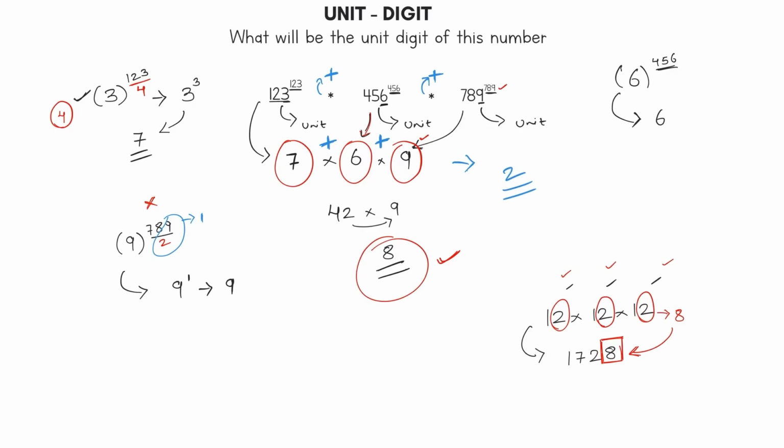Okay, so what are you supposed to do? Just find out the unit digit of the individual number, and whatever is the sign between them, perform that operation to reach your final answer. So that's how you will be tested with the concept of unit digit in the exam.